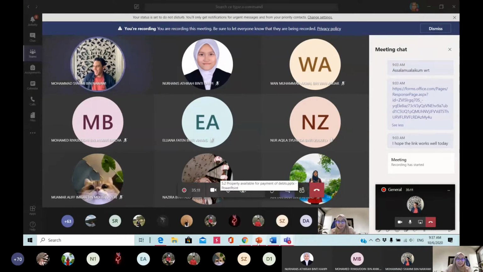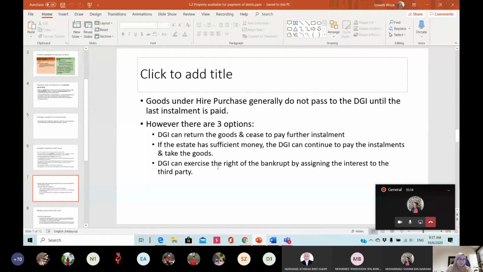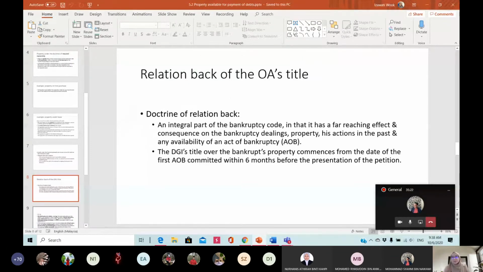So let us look at another situation, that is the property which belongs to the bankrupt may also vest to the DJI. Yeah? So another situation is what they call the doctrine of relation back. Yeah? So let us look, this is quite, it's not really straightforward here. Yeah. So we look at this.